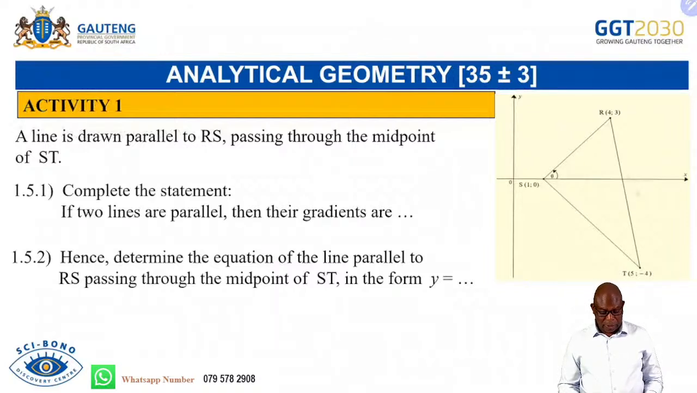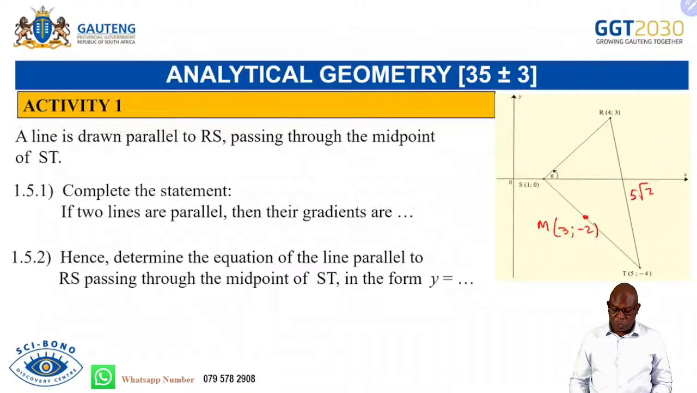Already we know the length of this line. We also know the coordinate of that point here at M. We already got that as 3 and minus 2. We know that the length of that line was 5 root 2. Then from there, the question says, complete the statement.